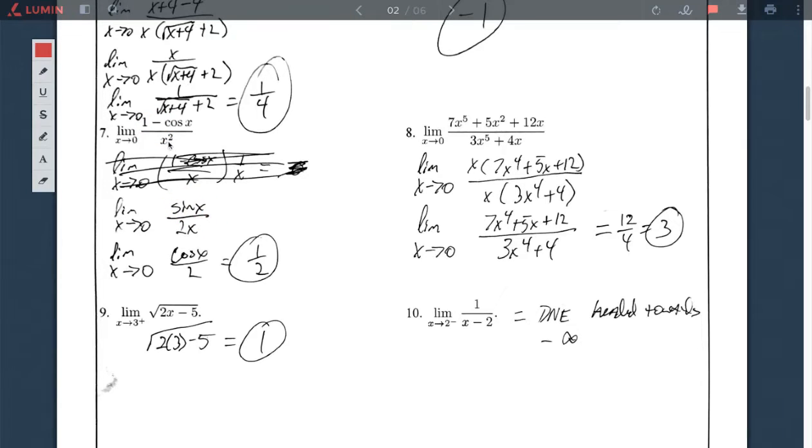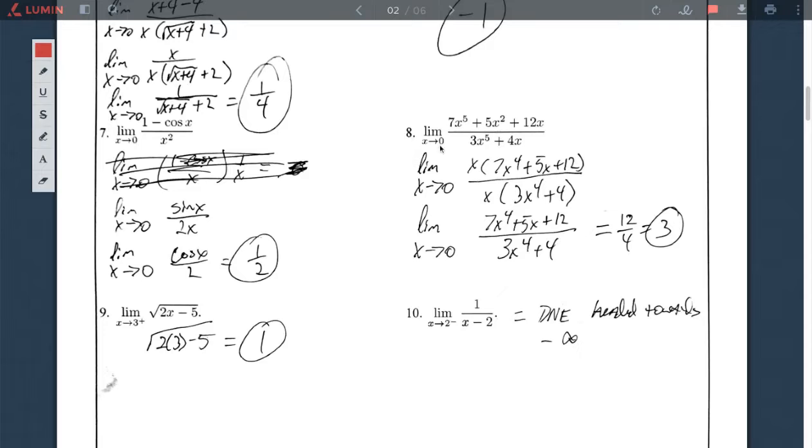Derivative of x squared is 2x. Plug in 0. I get a 0 on the top. I get a 0 on the bottom. So we need to find the derivative again. Derivative of sine is cosine. Derivative of 2x is 2. I plug in. Cosine of 0 is 1. And then I have 2 on the bottom. So my limit is 1/2.